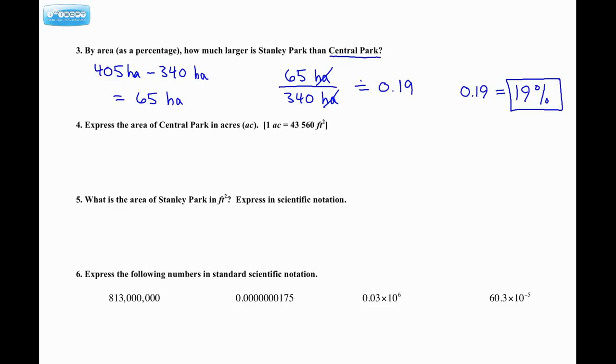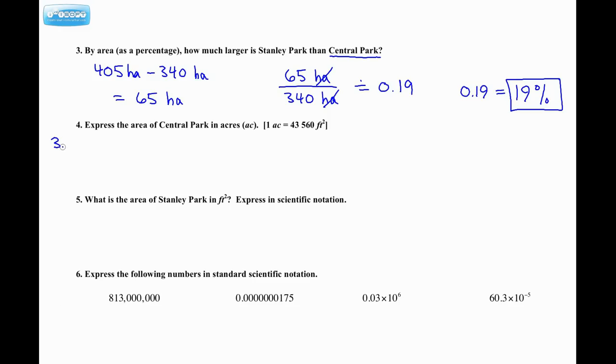Number 4, express the area of Central Park in acres. Okay, acres is just another way of measuring the area of something, typically something that's large. But we're given the conversion that 1 acre is equal to 43,560 square feet. Okay. Now we already have the area of Central Park using 2 different units. We worked with hectares, and we originally started in square kilometers. Well, in order to get to acres, I need to go to square feet, and it's probably a bit quicker to start with the area in square kilometers rather than hectares. So I'm going to go back to my original measurement.